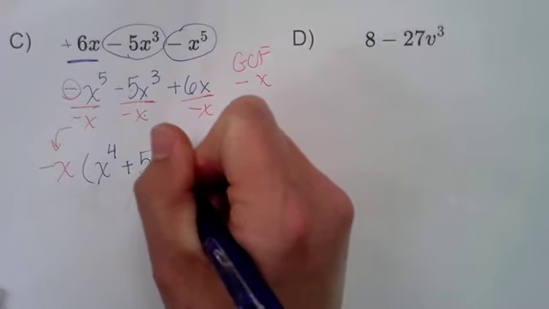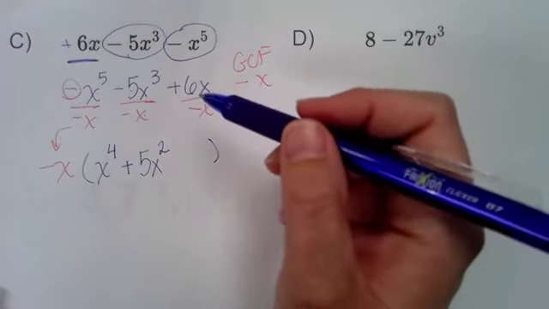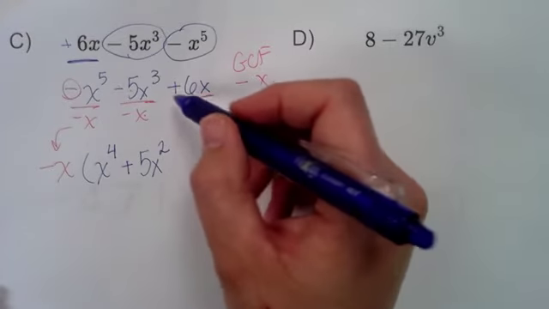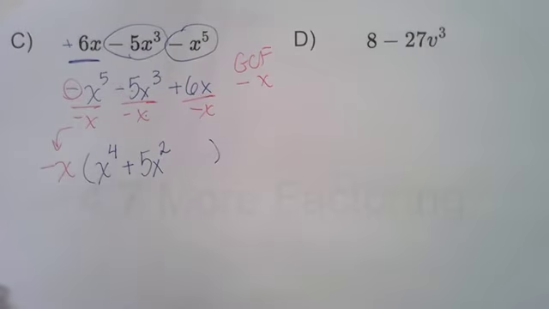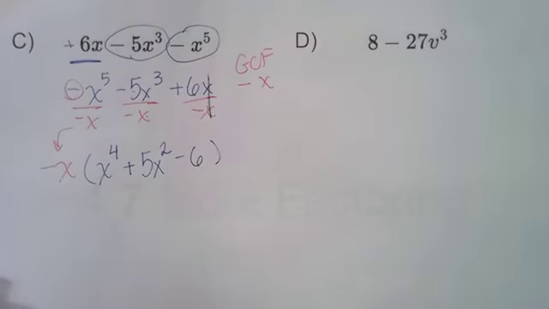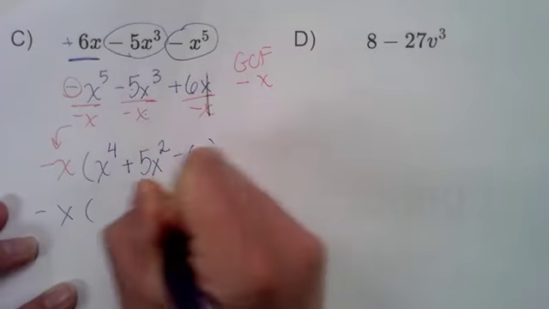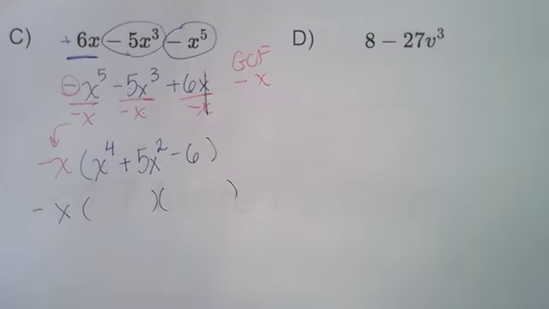5x squared. That jackhammering's really getting to me. Here we have the x's that cancel out. 6 divided by negative 1 is negative 6. Are we done? Nope, we can add a double bubble some more here. So we're going to double bubble this trinomial.